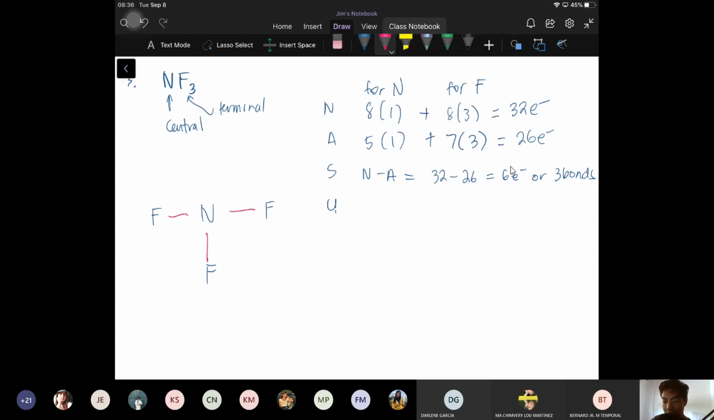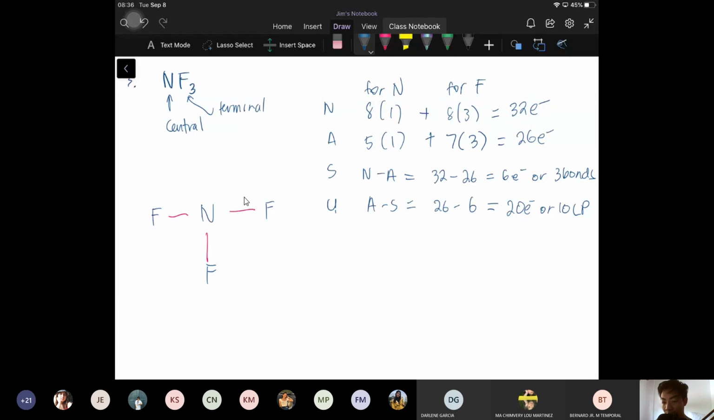U, unshared. So, paano yung unshared? That is A minus S. Available is 26. Shared is 6. So, ilan yon? 20 electrons, or how many lone pairs? Divide mo lang yan sa 2. 10 lone pairs. So, I will distribute the 10 lone pairs on my terminal atoms first before the central atom.